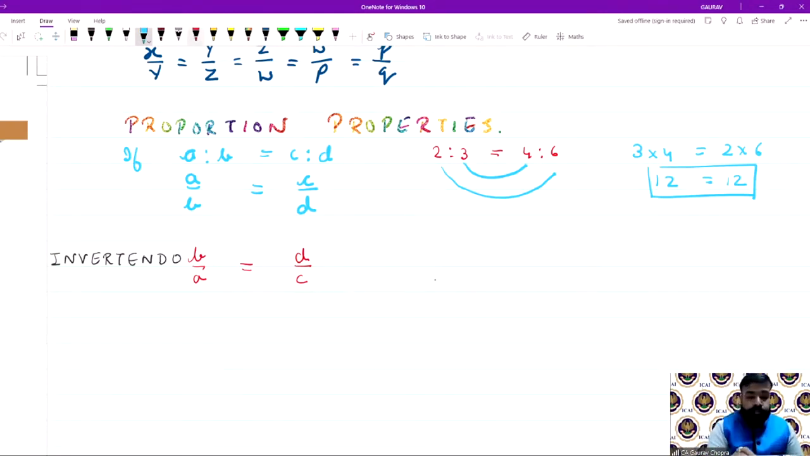Now comes the turn. If we are saying that the ratio is 2 by 3 and 4 by 6 and they are equal, now if we are interchanging them, we are doing inverse. So we are writing 3 by 2 and 6 by 4. So will they continue to be in proportion? Yes. If we cancel 6 by 4, it becomes 3 by 2. So still they will be in proportion. So this becomes the first property of proportion, that is invertendo. So if we inverse the values, it is known as invertendo, and after doing invertendo they will still remain in proportion. All right.